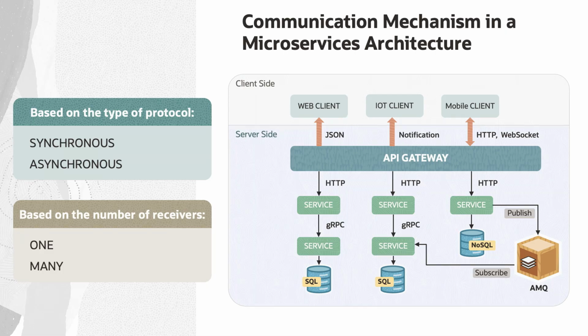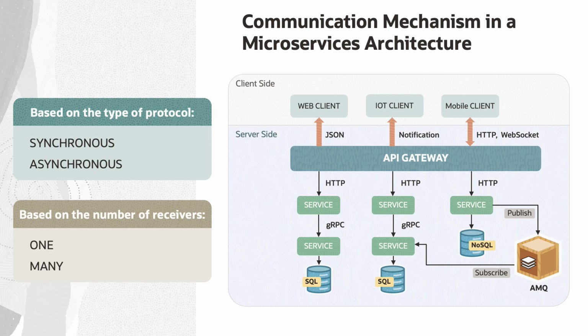Communication mechanism in microservices architecture. As we all know, microservices are distributed in nature. So to communicate with one another, they make use of inter-service communication on network level. Each microservice has its own instance and processes. Therefore, services must interact using an inter-service communication protocol like HTTP, gRPC, or message brokers like AMQP protocol.